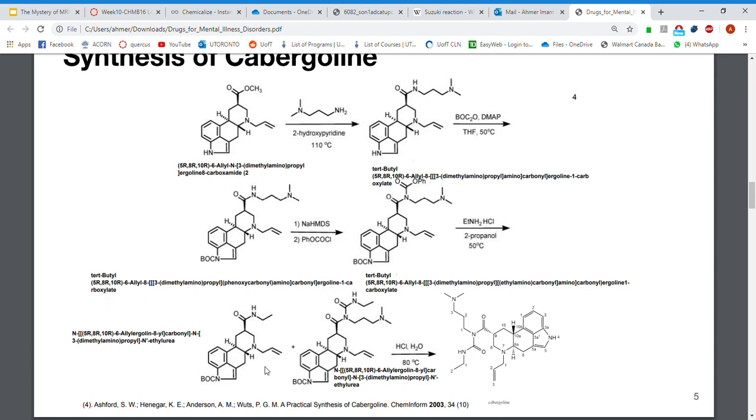So my point is, cabergoline is in an S configuration. D2 will likely only react with the S. If you use the R, which is the one right before it, it won't react. If you were to ingest 5R, 8R, 10R, nothing would happen.